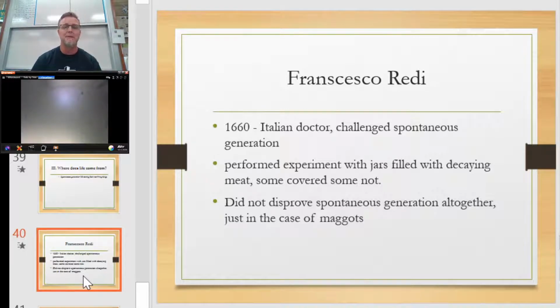But when he looked at the meat in the jars that were open, no lid, man, the meat was covered with maggots, worm-like baby flies. And on the jars that had the burlap lids, no maggots were on the meat. They were only on the lid itself. So that told him, hey, maggots aren't actually being born out of the meat. Maggots are actually coming from flies. The flies, when they couldn't come in contact with the meat, just laid their eggs on the burlap lid, and that's where the babies were hatched out, right? So this disproves spontaneous generation for big stuff, like flies.